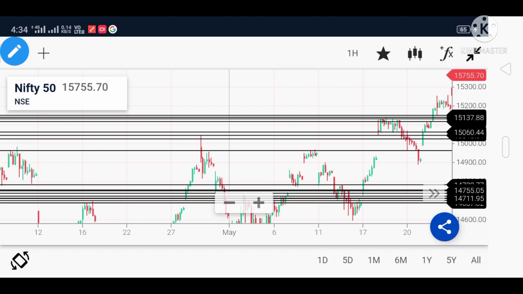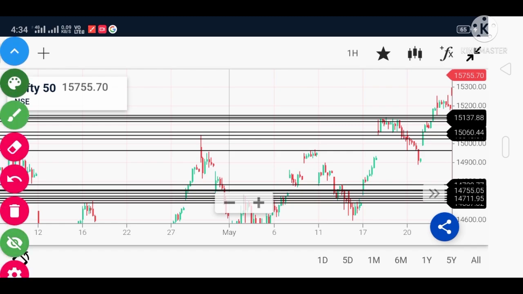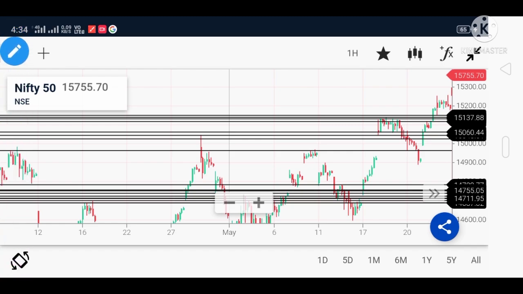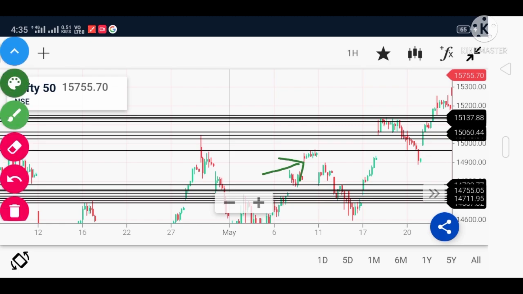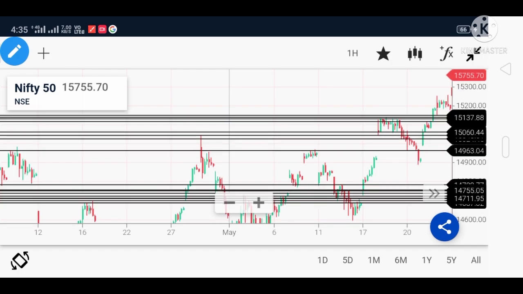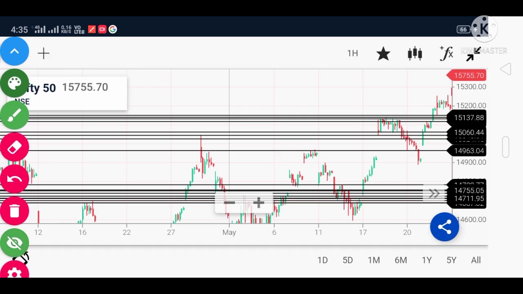So come on, traders. So traders, see, here we can see one wick. Oh sorry, we have to mark till 15,000 only. So okay, it's done. Our closing was at 15,200. We have marked all the lines below that. Okay, we did the lines. Now let's start making lines for more than 15,200.